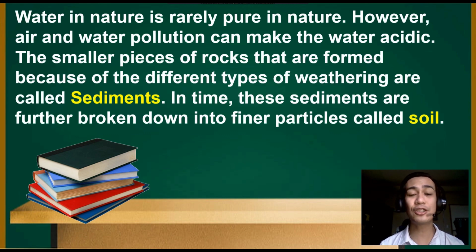So, water in nature is rarely pure. No? However, air and water pollution can make the water acidic. So, these smaller pieces of rocks that are formed because of the different types of weathering are called sediments. No? In time, these sediments are further broken down into finer particles called soil. So, sediments are the smaller particles of rocks that were broken down. And as time goes by, those finer particles become the soil, which is what we see today.